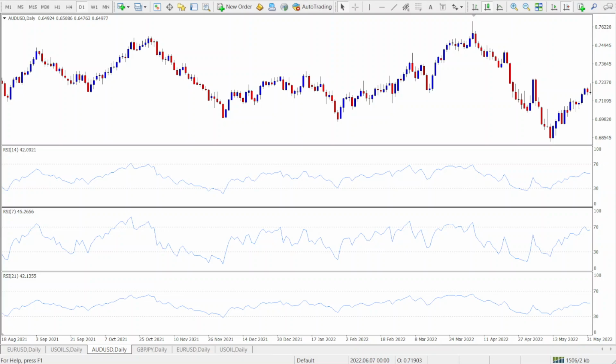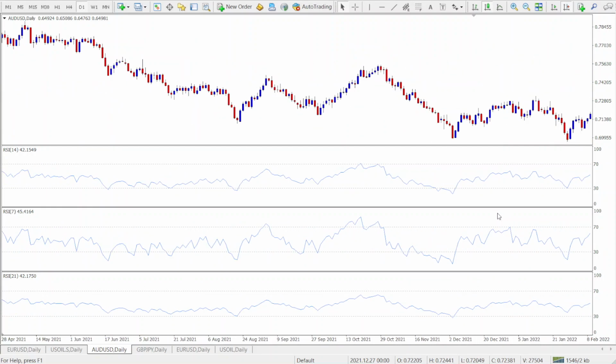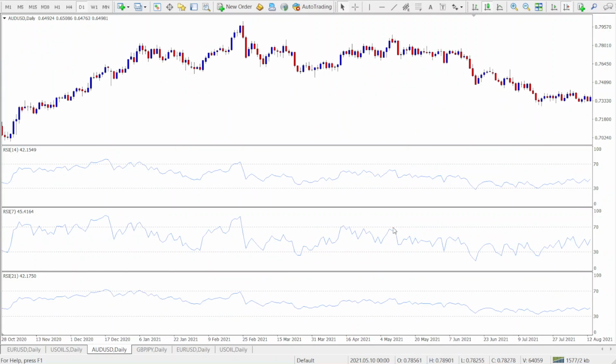So how do you use this setup? Here's the key. The first thing for you to do is to look for alignment between all 3 RSIs. When all 3 RSIs are above 70, it signals that the market is overbought, suggesting a potential reversal to the downside.